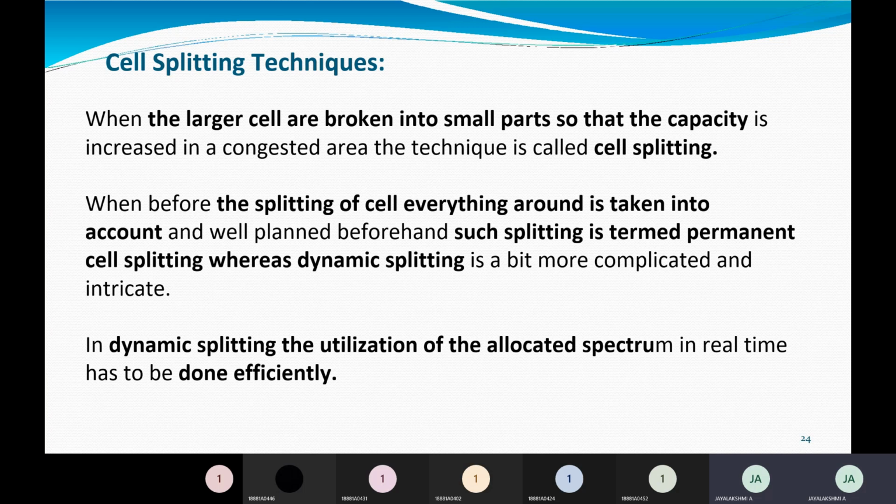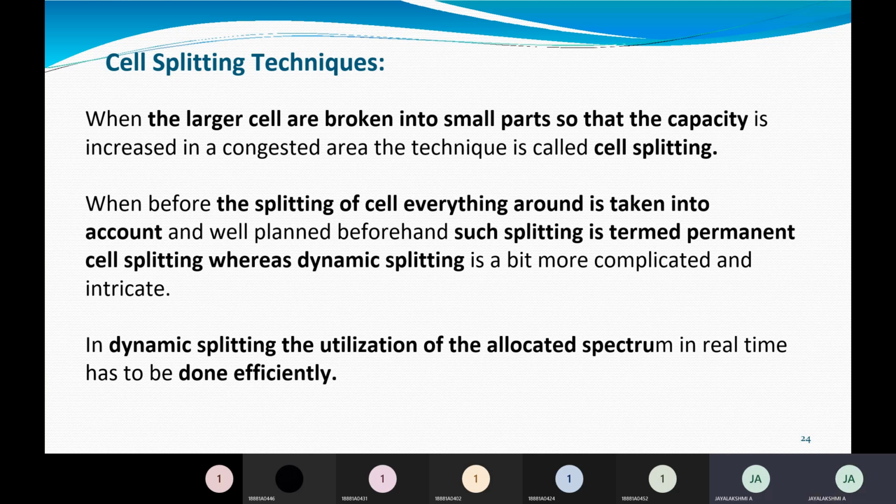Whereas the dynamic splitting is more complicated than the permanent cell splitting. Dynamic means it is changing. Permanent means static. That's why the dynamic splitting is complicated. In the dynamic splitting, the utilization of the allocated spectrum in real time has to be done efficiently. So these are the two cell splitting techniques we follow in cellular communication.